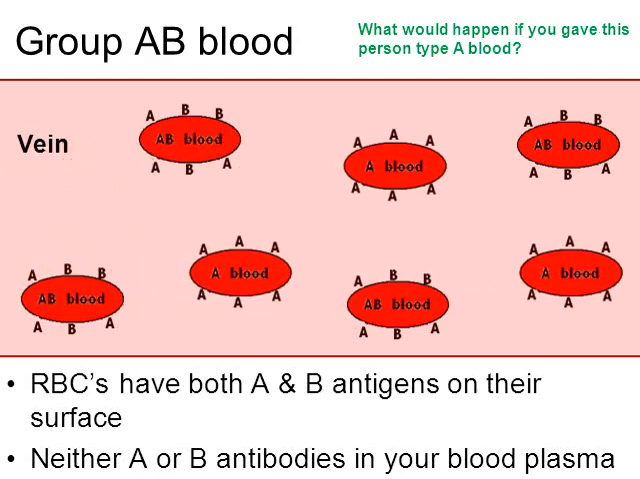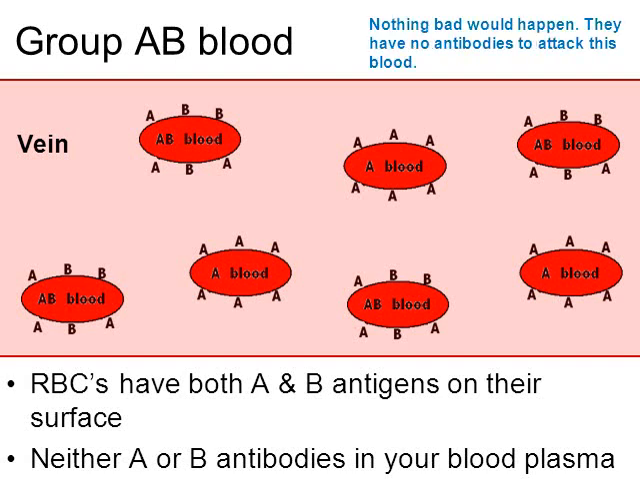So in a blood transfusion, what if this person has type AB blood, and you gave them blood type A in a transfusion? Is there anything to attack that donated blood? What would happen if you gave this person blood type A? Nothing bad's going to happen because there are no A antibodies to attack those A antigens.